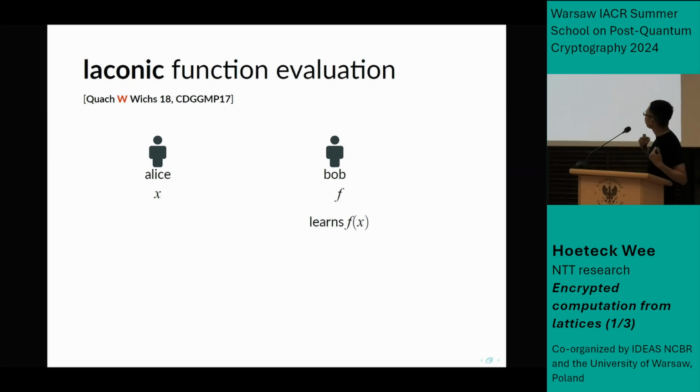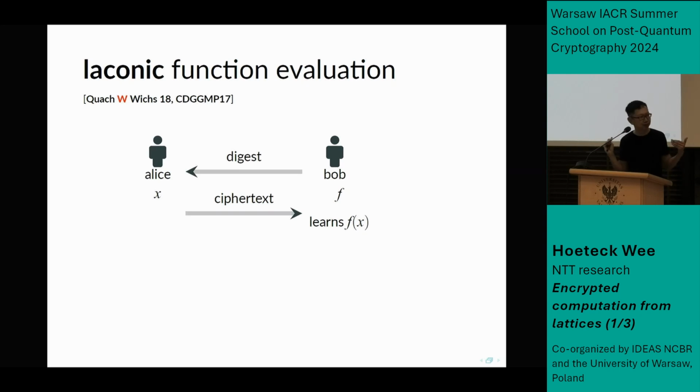In our earlier FHE application, Alice holds X, and Alice wants to learn F of X. In this new application, Bob is the one who wants to learn F of X. Think about Google wanting to run a machine learning algorithm on your inputs, and Google wants to know the output of the model. And we want to do this in a way that only has a two-message protocol.